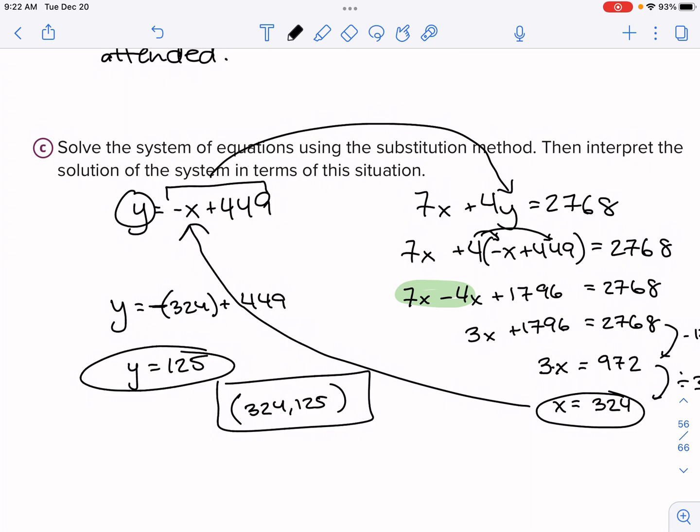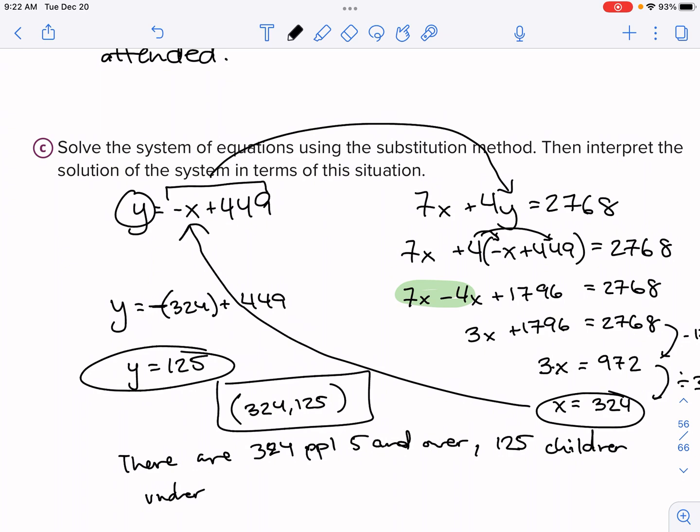But this does say interpret the solution. So we do have to write a sentence here. We're going to say that there are 324 people 5 and over, comma, and 125 children under the age of 5 that attended the fair on this day, Thursday. Okay, so that's pretty much it.